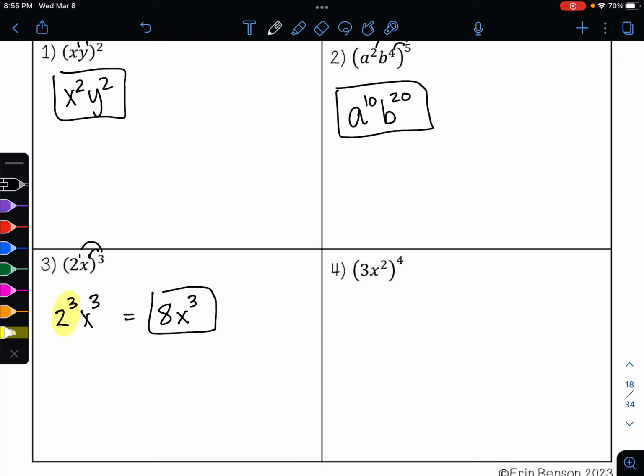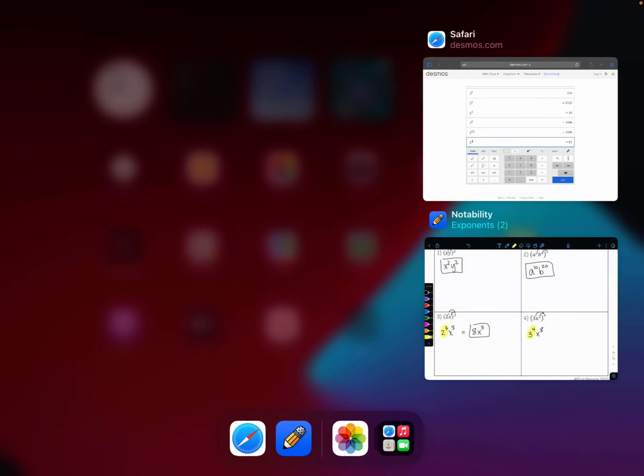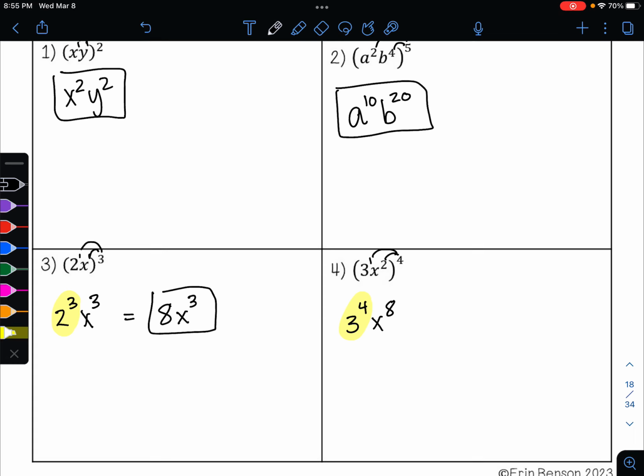Same thing on this last one. This 3 has an invisible exponent of 1. 1 times 4 is 4. This x has an exponent of 2. 2 times 4 is 8. Again, right here, 3 raised to the power of 4. My base is 3. That's a number, so I can evaluate that. 3 raised to the 4th power is 81. So I'm going to have 81x to the 8th power as my answer.